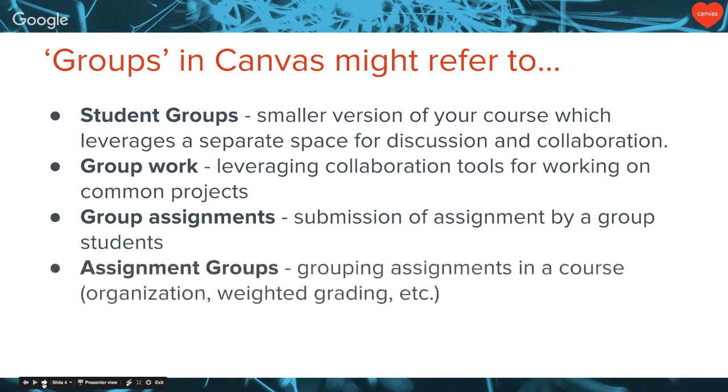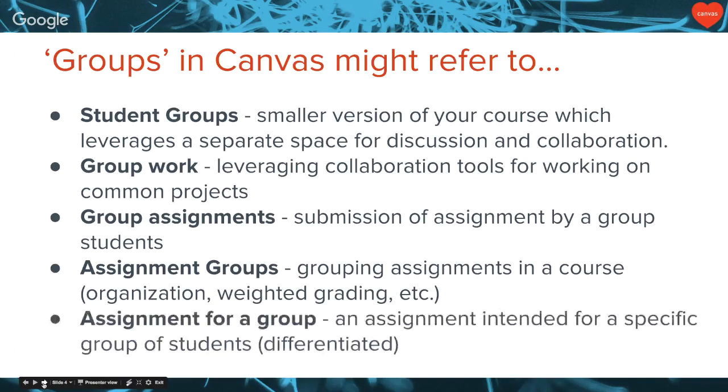Sometimes you hear the word group referenced in assignment groups, which is a way that in Canvas you group assignments in a course for organizational purposes, if you want weighted grading, things like that. So there's assignment groups. And then there's assignments for a group. So it's also kind of group assignments, but in this case, it's an assignment intended for a specific group of students. So you create an assignment and you only want a specific group to submit that assignment. It's another way of saying differentiated assignments.